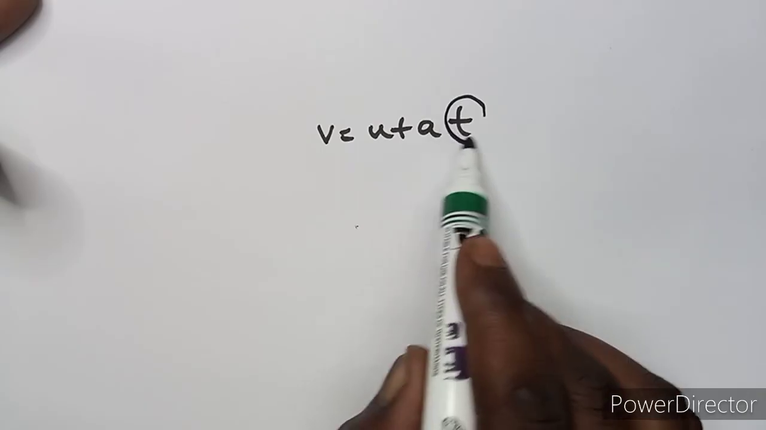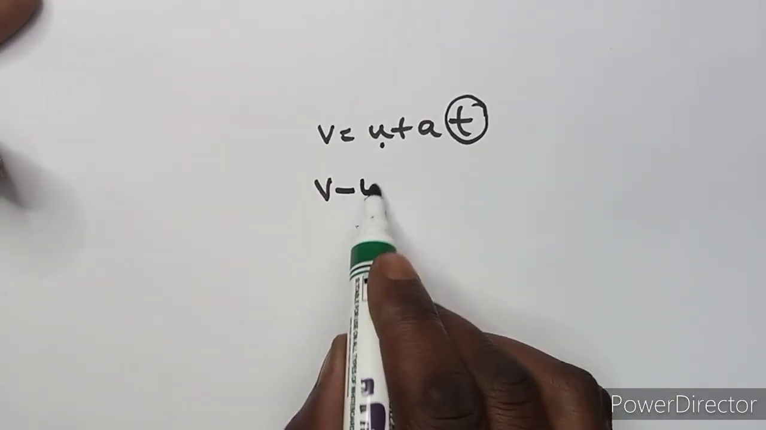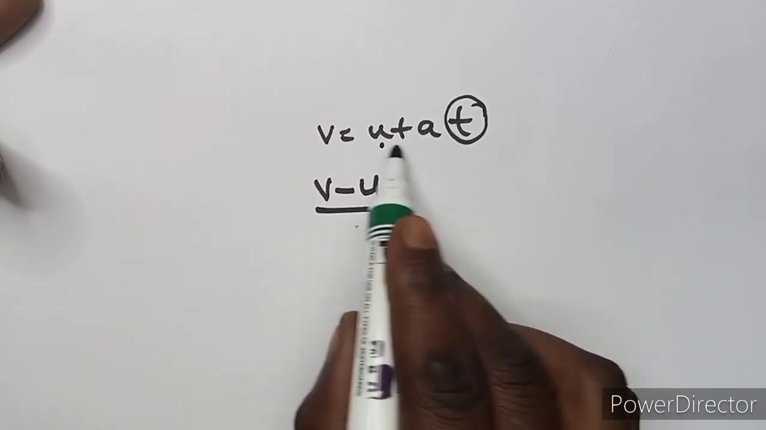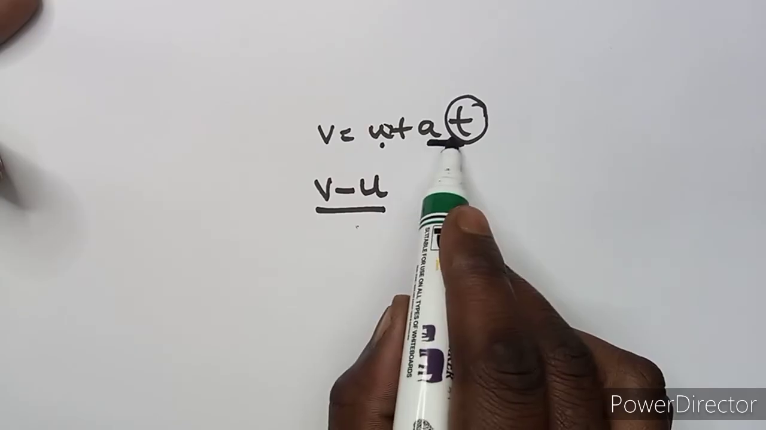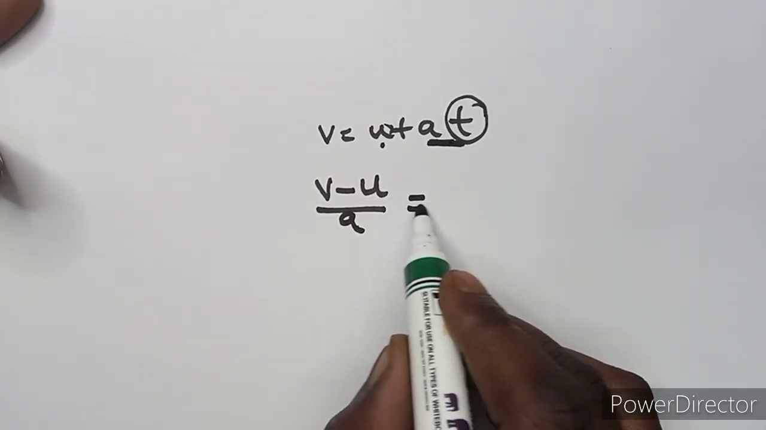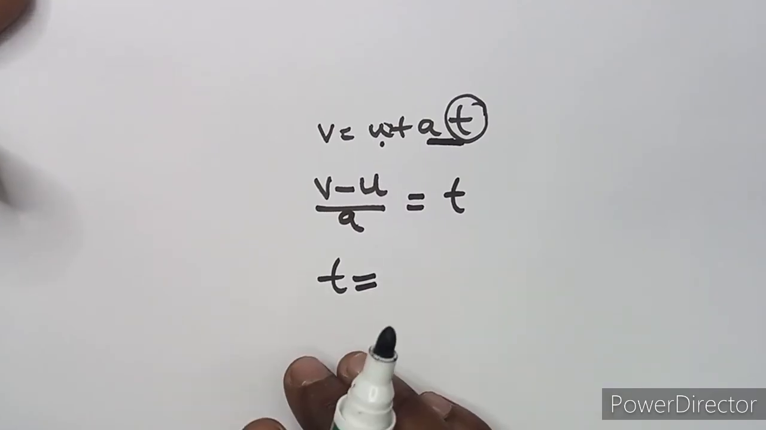So let's transpose for t. So it's v, u to the other side is going to be minus u like this, because the moment you transpose, you're going to be left with at. So to remove this a, you're going to divide by a, which is going to give us t. All right, finally we got the formula for t.